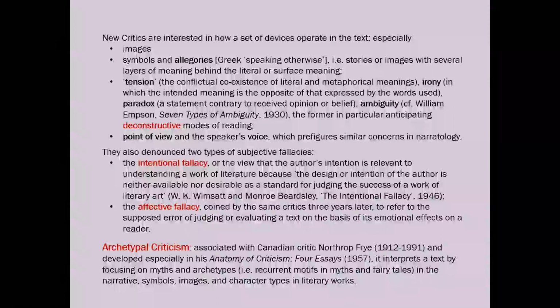And this is one of the ways in which meaning operated in the Middle Ages. There was a literal meaning, and there was something more figurative, and it was called allegory. A term which is very specific to New Criticism in the States, and which is not used very often now in that sense, is tension, which I describe here. But one which is again of all ages in many ways is irony. They were really interested in how the intended meaning is the opposite of that expressed by the words used. And also other forms like paradox, a statement contrary to received opinion or belief, or ambiguity.